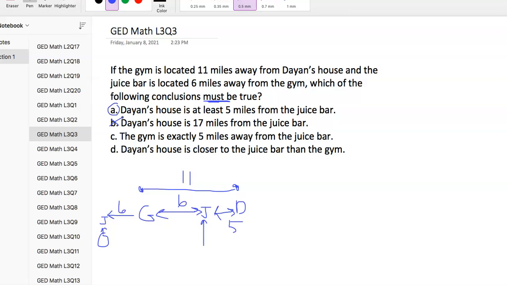The gym is exactly 5 miles away from the juice bar. Okay, it says the juice bar is located 6 miles away from the gym. This says the gym is exactly 5 miles away from the juice bar, so no. Dan's house is closer to the juice bar than the gym. Well, not if it's over here. If it's over here, the juice bar is further away. If it's here, then that's true. So it's a maybe, right? It's another maybe, but they want to say must be true. And so therefore, the only one that we know must be true is answer choice A. That's what we're going with.